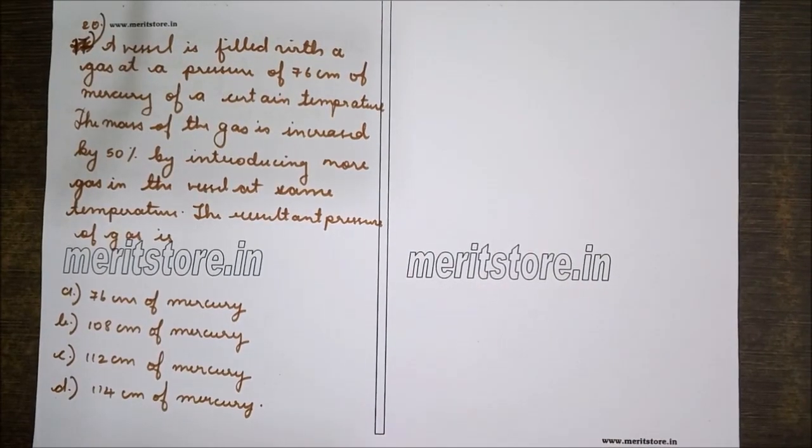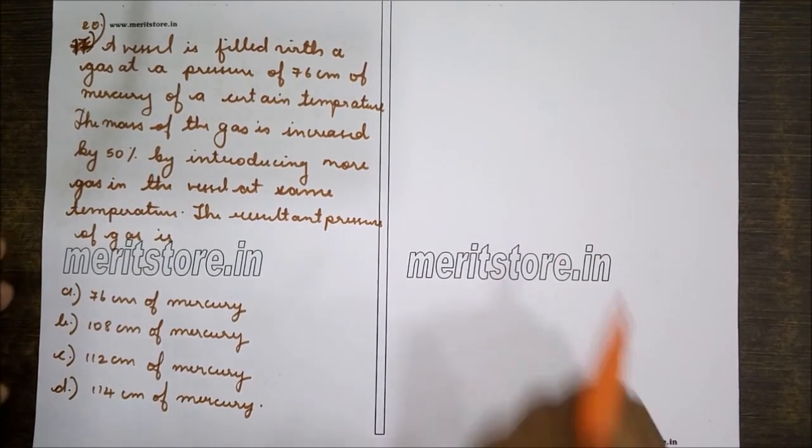A vessel is filled with a gas at a pressure of 76 centimeter of mercury at a certain temperature. The mass of the gas is increased by 50% by introducing more gas in the vessel at the same temperature. The resultant pressure of the gas is, the options given are 76 centimeters of mercury, 108 centimeters of mercury, 112 centimeters of mercury, and 114 centimeters of mercury.